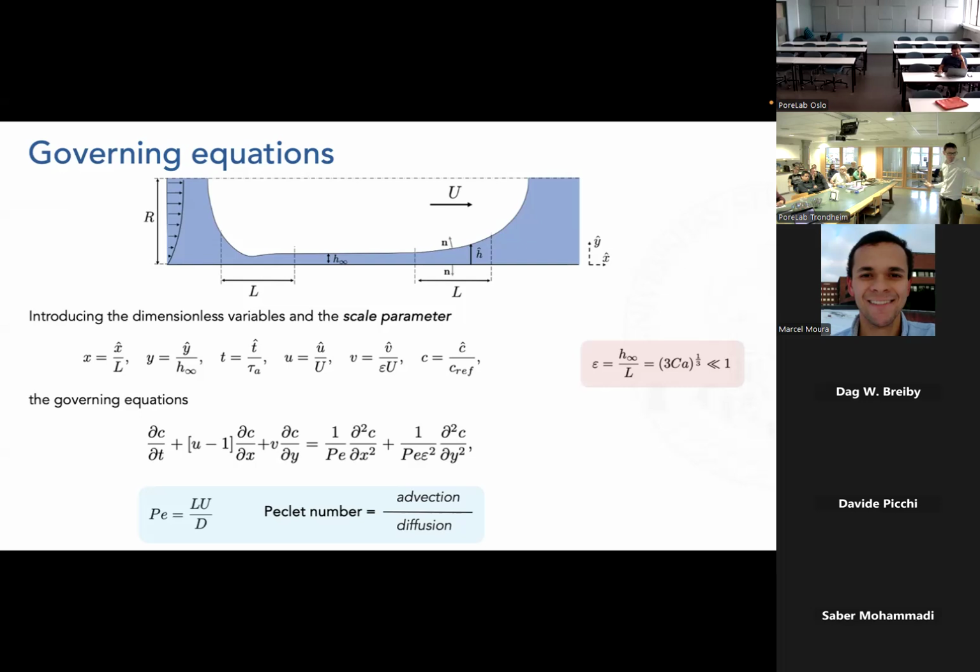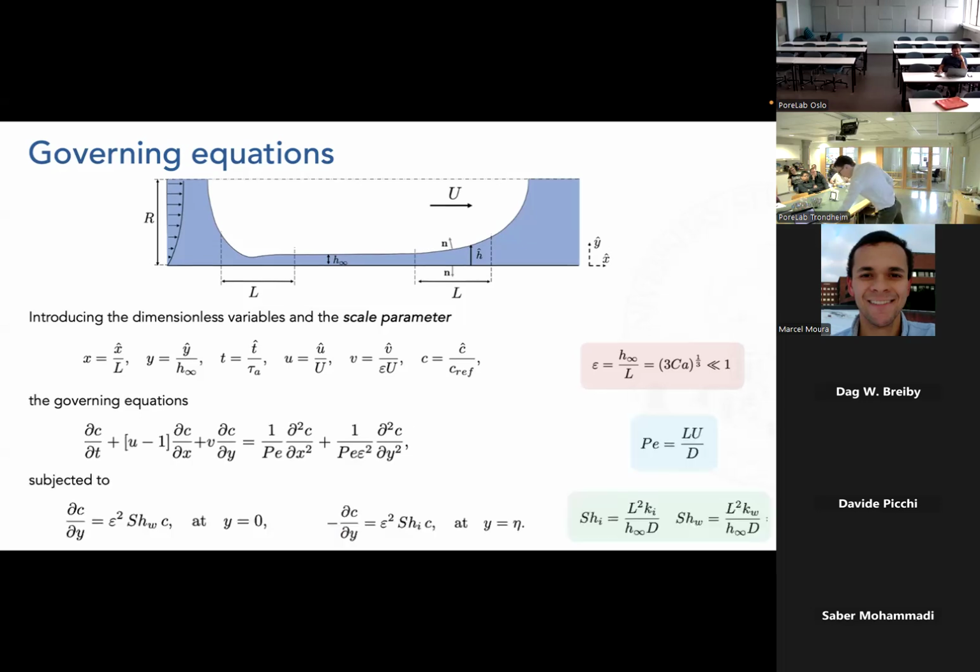Actually, every time you see epsilon, it is the capillary number to the power of 1/3. And we already know that this is small because the Bretherton theory applies only at a small capillary number. And then once we are here, we can do the same also on the boundary conditions. So the dimensionless boundary conditions are here on the bottom. You see that the flux at the wall or at the interface is controlled by the Sherwood number.